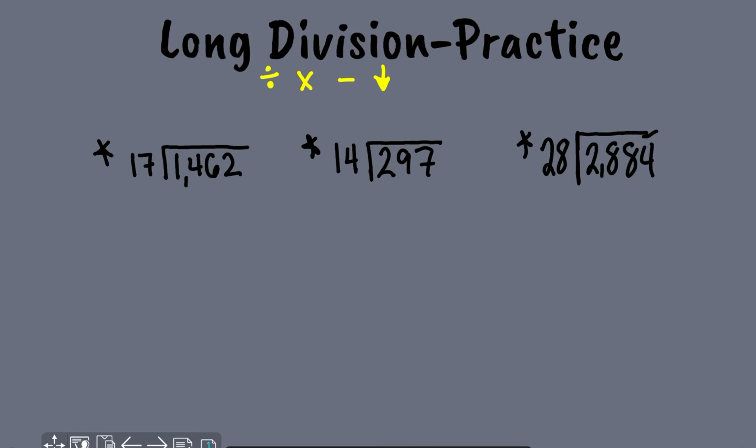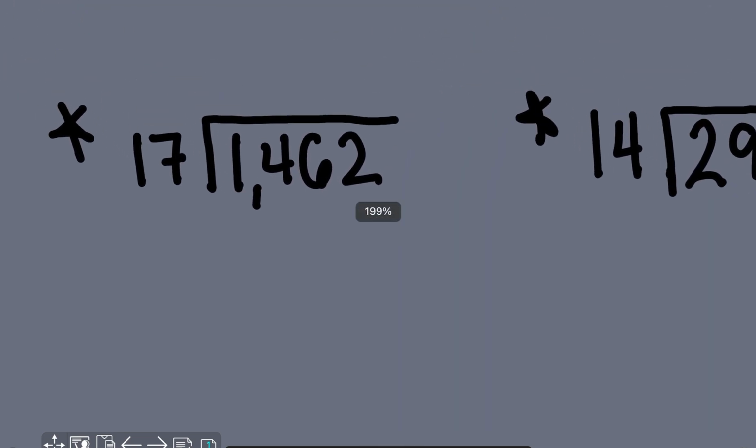Today we're going to work through some long division practice problems, and all of these problems are going to have two-digit divisors. We'll start off with the first one, which is 1,462 divided by 17. I'll go ahead and tell you that this problem will not have a remainder.